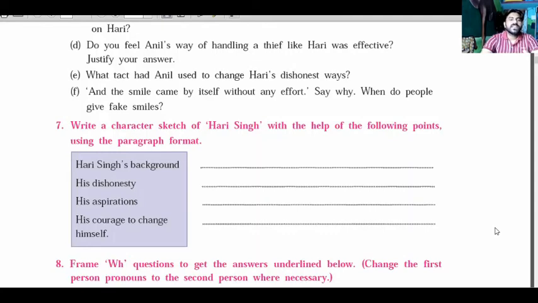The first is Hari Singh's background. You write the background of Hari Singh. What was the background of Hari Singh? That we know he was a thief, and the police and former employers were searching for him. Okay, so it was his background. Then his dishonesty: how was he dishonest? He was stealing money from Anil and others. So you write that there. Then his aspirations, his courage to change himself. So you mention these points in your notebook and write the correct answer.